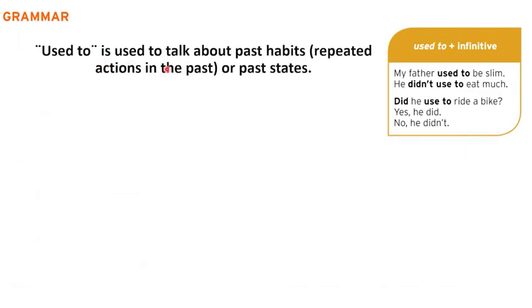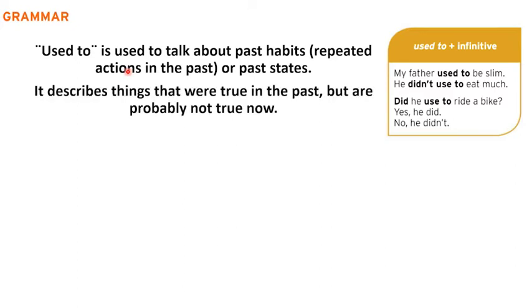Here we have, used to is used to talk about past habits, repeated actions in the past or past states. So if you used to do something when you were a kid, for example, you can say used to. Like I used to play outside. I used to eat cookies at night. But when you use it, it describes things that were true in the past but are probably not true now. So for example, if you say, when I was a kid, I used to play in the park, maybe you're saying that right now you don't play in the park.